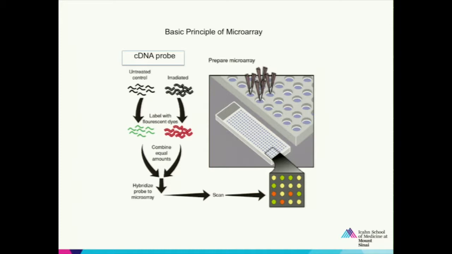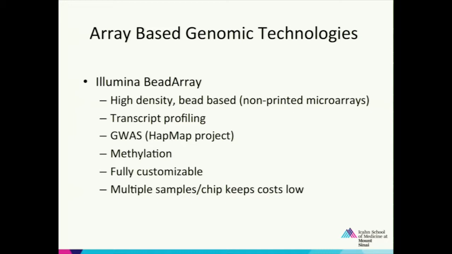I'm taking the example of the Illumina bead array here, because this is the popular one nowadays, and this is what we use in the lab here in the genomics facility. But the concept is the same for all types of technologies. So we can get high-density bead-based arrays. We can have the entire human genome, or we can select parts of the human genome, all the promoters, all the coding genes, or whatever we'd like to select.